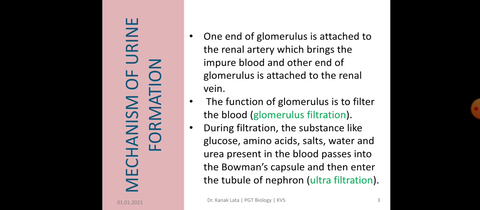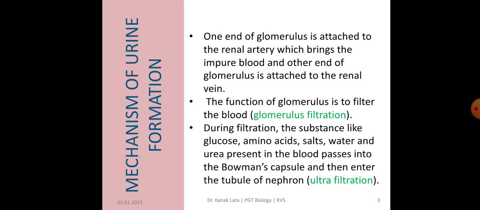When we look into the structure of nephron, we observe that one end of the glomerulus is attached to the renal artery that brings impure blood for filtration, and the other end of the glomerulus is attached to the renal vein. The function of glomerulus is to filter the impure blood, called glomerular filtration. During filtration of blood, substances like glucose, amino acids, salts, water and urea present in the blood pass into the Bowman's capsule and then enter the tubule of nephron.